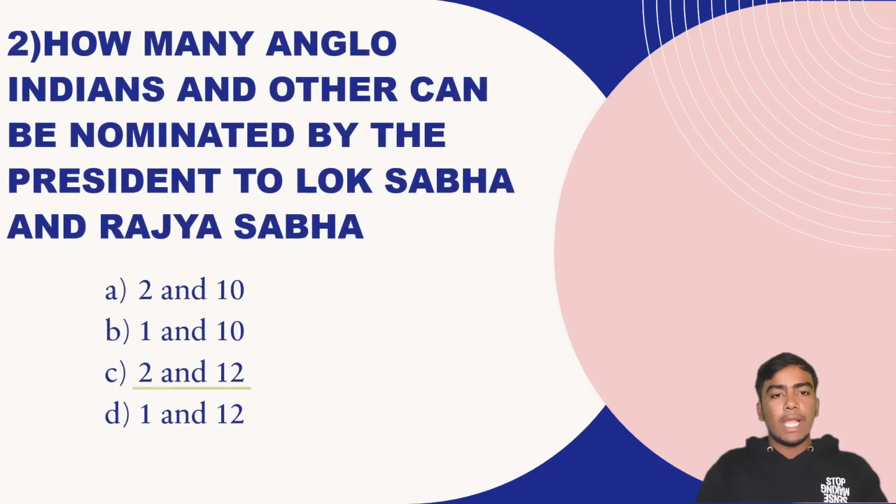Second question: how many Anglo-Indians and others can be nominated by the President to Lok Sabha and Rajya Sabha? The options are A, 2 and 10; option B, 1 and 10; option C, 2 and 12; option D, 1 and 12. So the correct option is option C, 2 and 12.